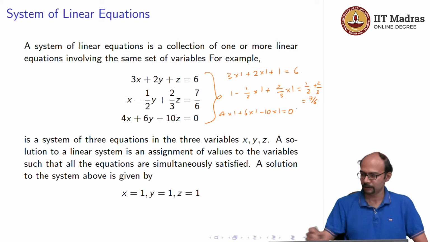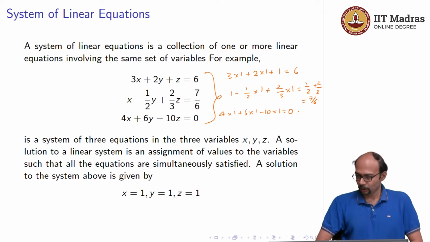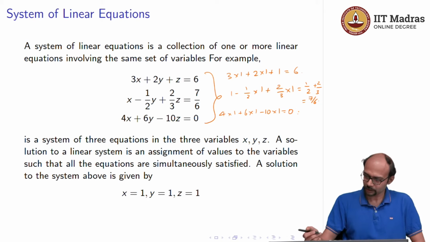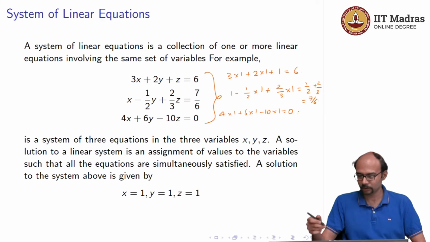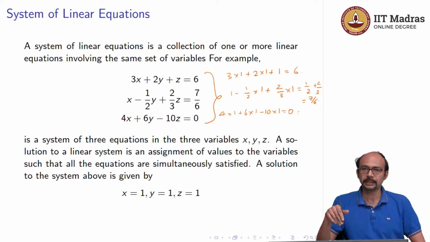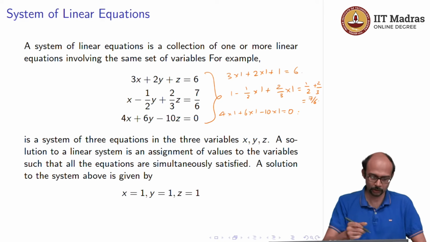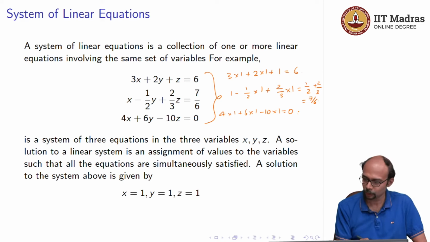is 0. I hope you understand what it means for a system of linear equations to have a solution. When you put x, y, and z to be some particular numbers, then these equations should be satisfied. That means these equalities should be true. That's when we say we have a solution.